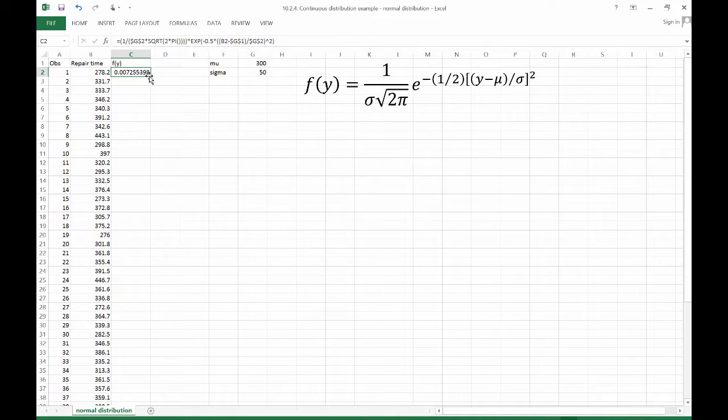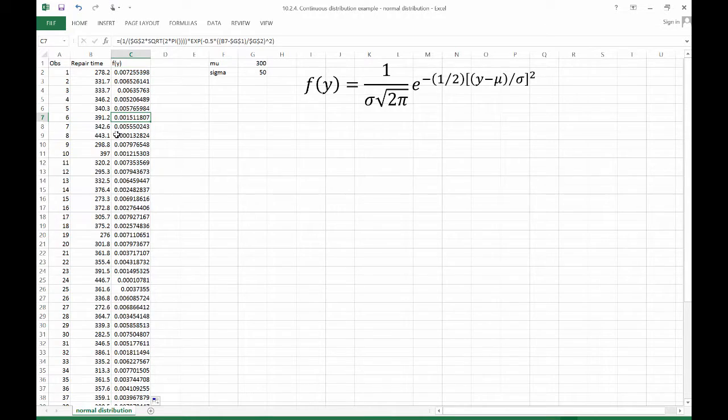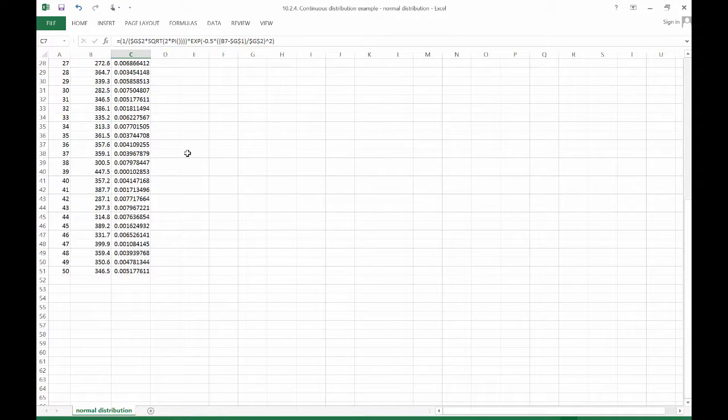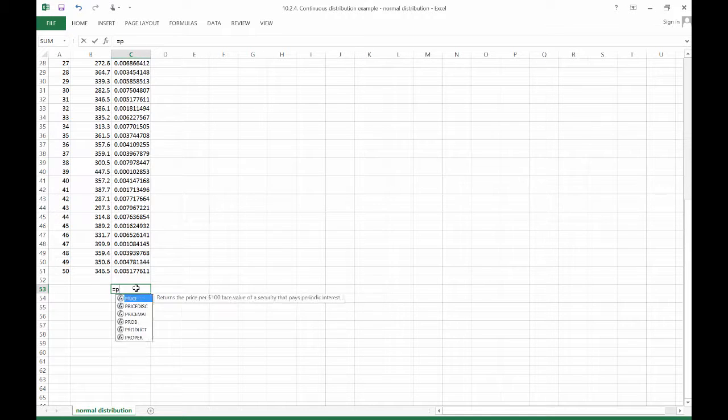Okay, so whenever we drag this down here, we've got all of these values. We've got all the PDF evaluations at our different repair time realizations. Note here, for example, B6, our function dragged down B2 down to B6 whenever we dragged the cell down. So now what we could do here is evaluate our likelihood function as the product of all of these.